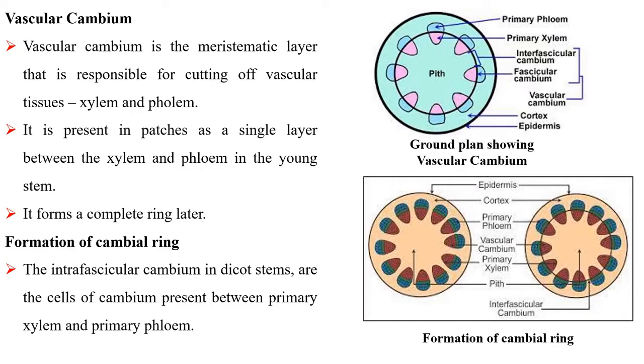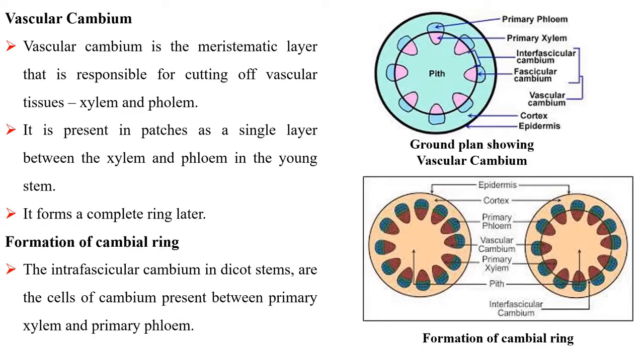Vascular cambium. Vascular cambium is a meristematic layer that is responsible for cutting off vascular tissues, xylem and phloem. It is present in patches as a single layer between the xylem and phloem in the young stem. It forms a complete ring later.